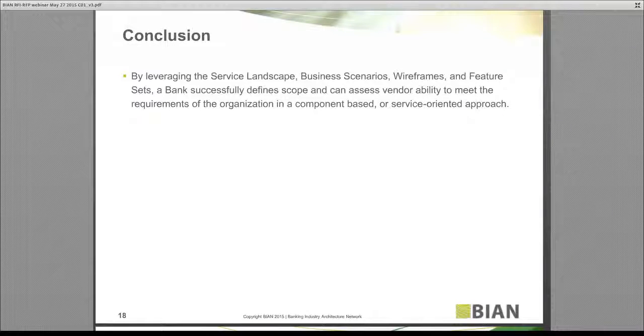So from the overall perspective of the bank, I was able to leverage the service landscape, the business scenarios that come out of the box, the wireframing that we put together, and the feature set construct in order to define scope. I was able to use this to assess vendors based on their ability to meet the requirements of the organization in a component-based and service-oriented approach. I will turn it over to Hans and Jens to pick up with the other side of the coin.